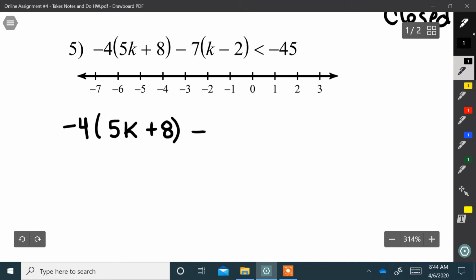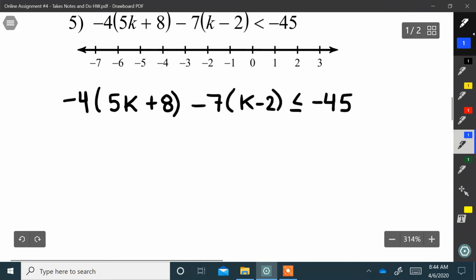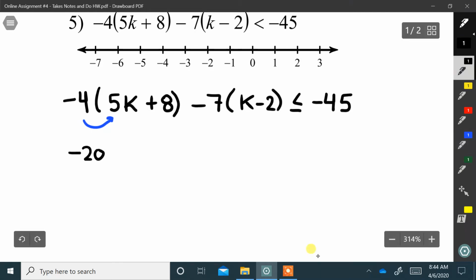Alright, so you know the drill here. Ya saben más o menos qué hacer. Primero que todo, vamos a distribuir. We're going to go ahead and distribute. Okay, so that means that I'm going to multiply -4 times 5. That's going to be -20k. Okay, vamos a multiplicar -4 por 8. That's going to be -32.